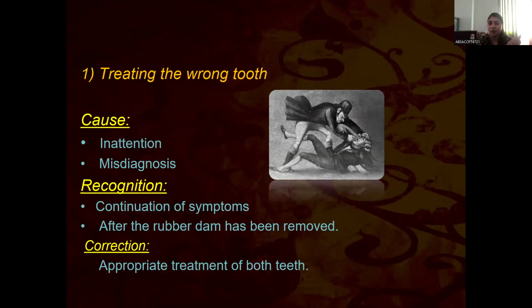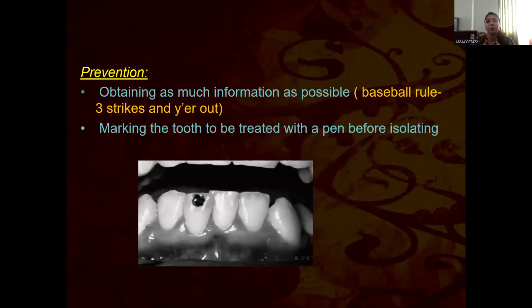What are the main causes of mishap? It can be inattention, where you are not aware of the proper tooth, and it can be misdiagnosis. And how do you correct it? The correction can be the appropriate treatment of the main tooth: the first tooth where you made the mishap and the actual tooth. Now, how do you prevent it? Obtain as much information as possible and mark the tooth to be treated with a pen before isolating. As you can see in the photograph, the tooth is marked with a pen. This way you can prevent the mishap.